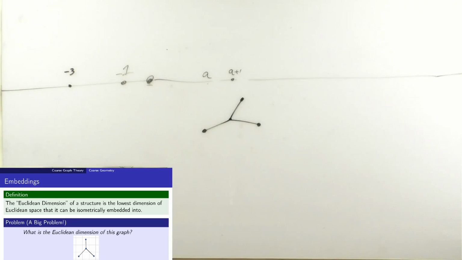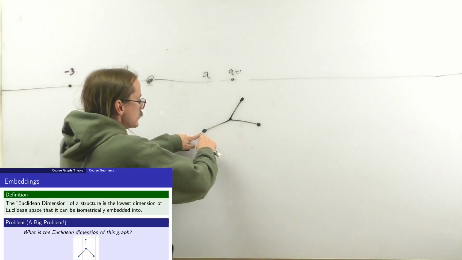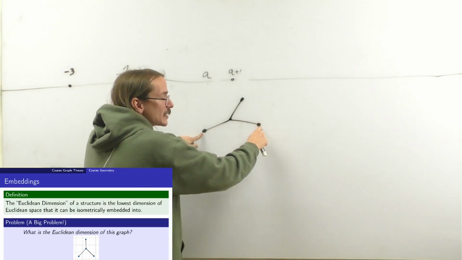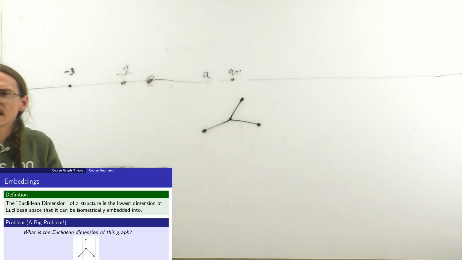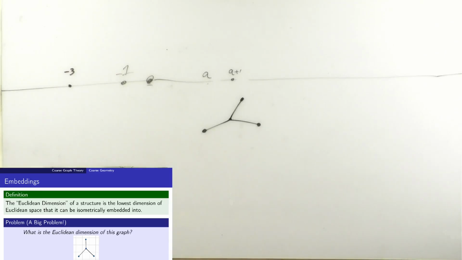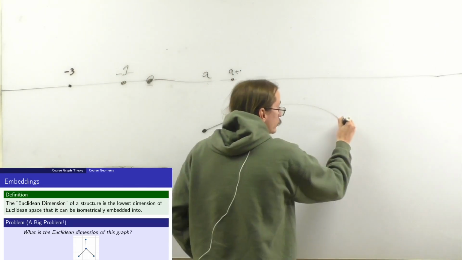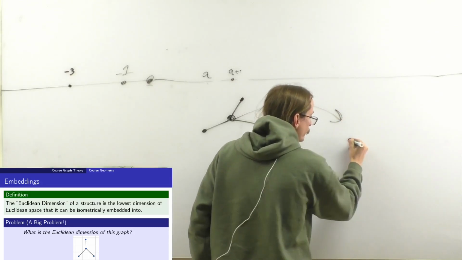I can't map that into 1 dimension. I mean, if I did this, I could map these 3 into 1 dimension. This thing would just be hanging off the side. Can I map it into 2 dimensions? Well, no matter how I do it, this point right here has to go somewhere. So let's say it goes right here.